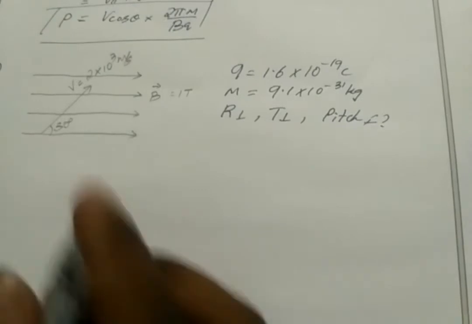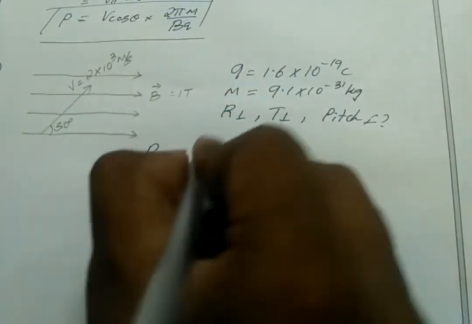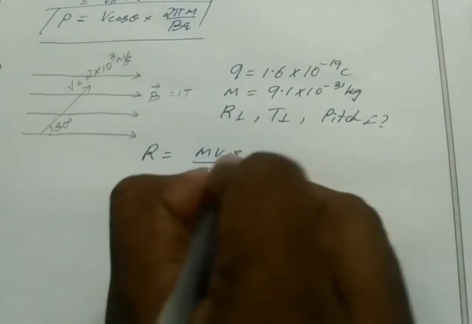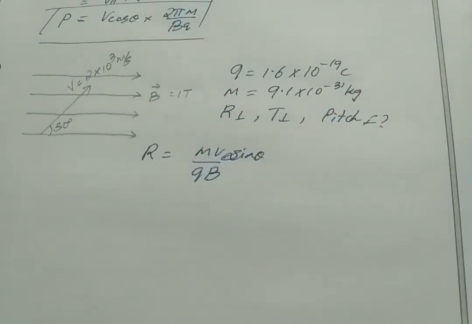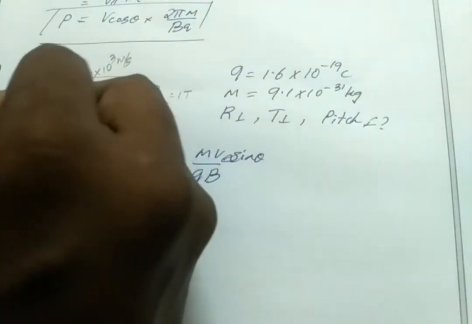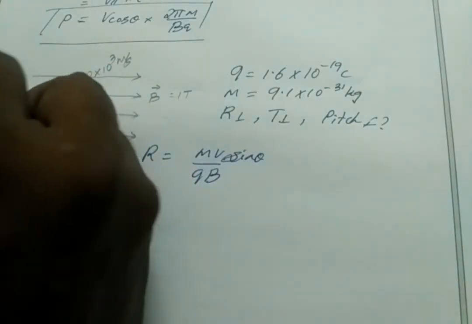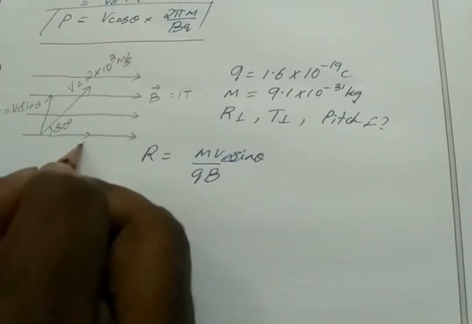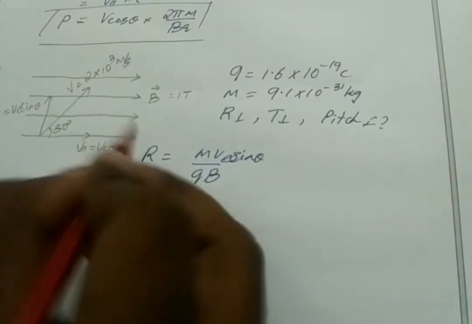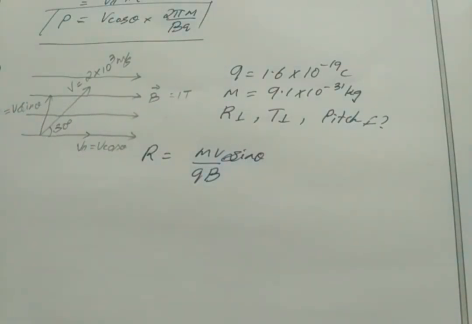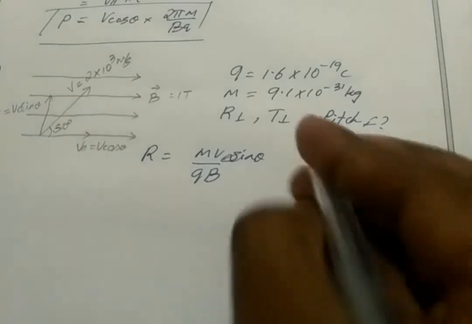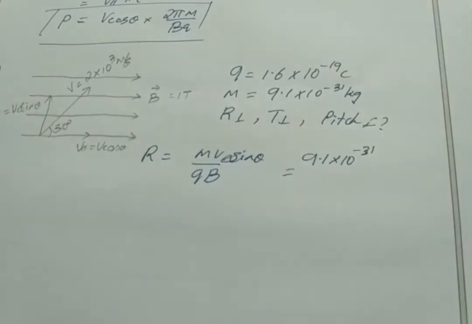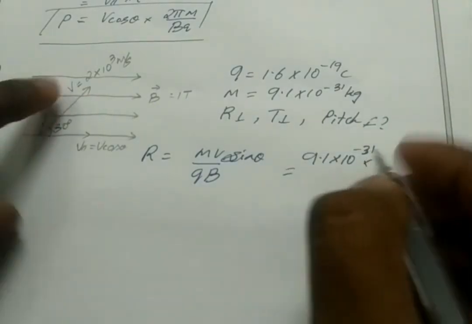Okay, so first write the R value. R equal to, usually we study mv by qb, but here we use mv by qb sin theta, because our v is not v, our v is v sin theta. Since it creates two components, our perpendicular component is taken as v sin theta. The parallel component, v parallel, equals v cos theta. Clear? So m is 9.1 into 10 power minus 31, and the velocity is given as 2 into 10 power 3.